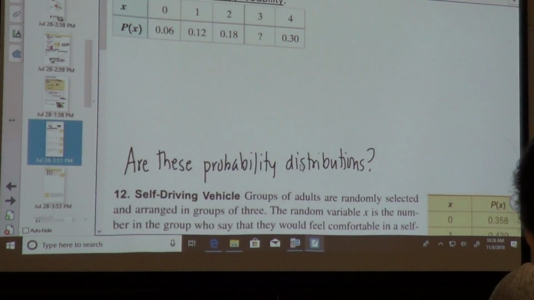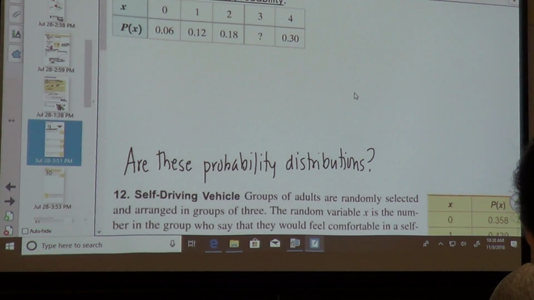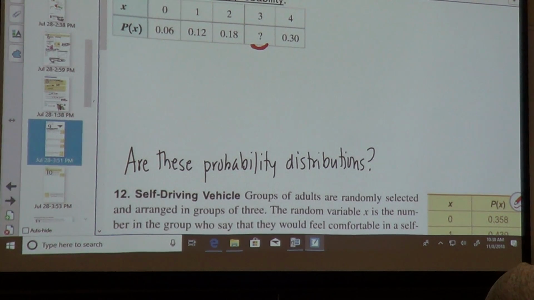So if I give you some and I say, okay, like for this one, what is the missing probability in the probability distribution? So how do I figure out what this is?